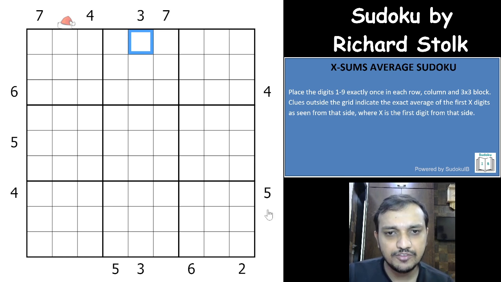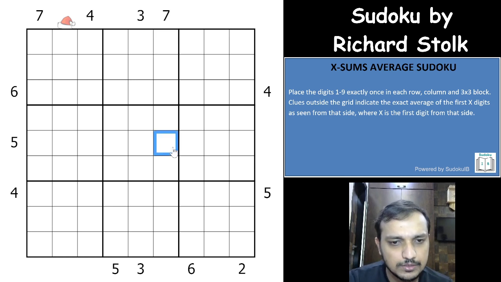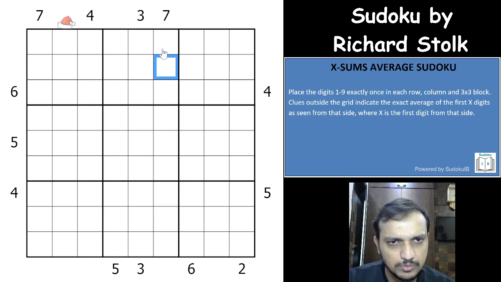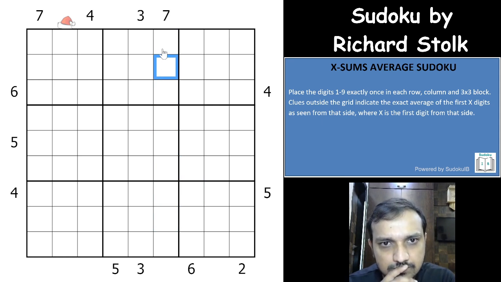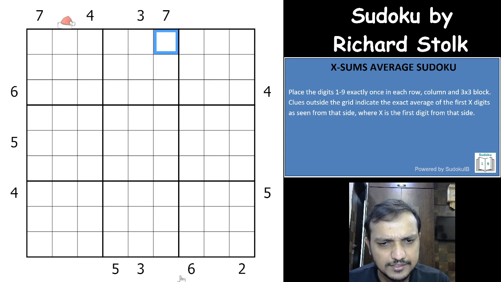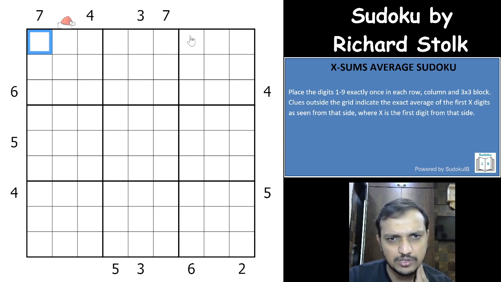Let's see if we are able to solve this Sudoku. Where do I start? I can start with the higher digits. That's a possibility. Seven. Okay, I see that this digit cannot have a first digit of 1. The first digit being 1 is only possible if the outside clue is 1. So 7 cannot have 1.